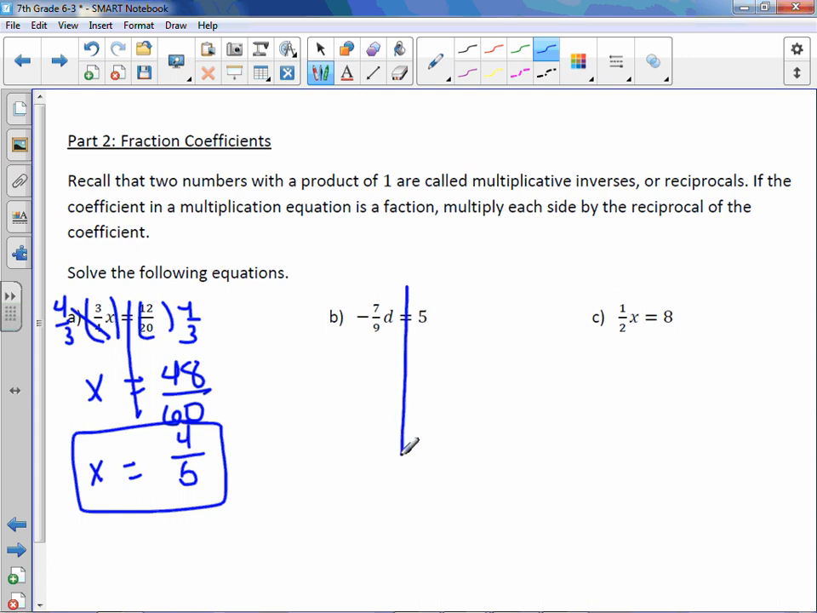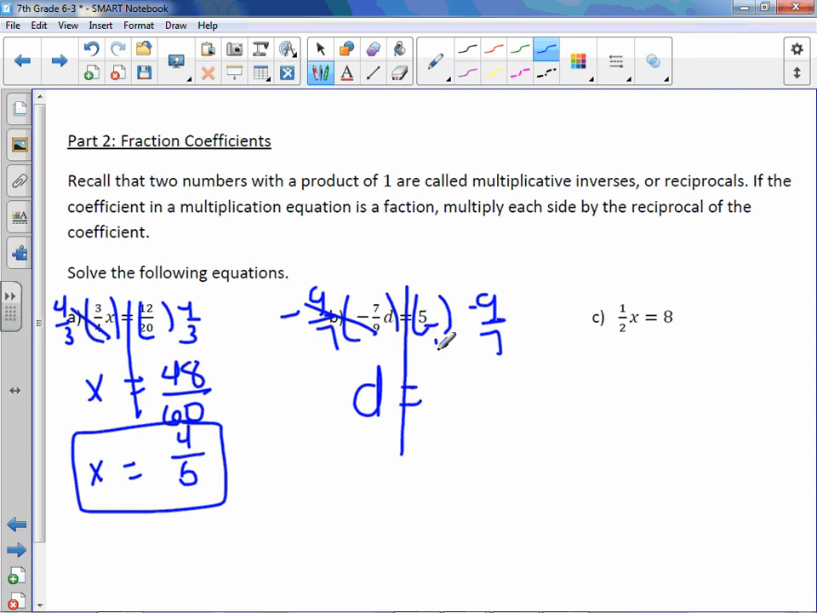Letter B. -7/9 d equals 5. To get rid of it, we multiply by the reciprocal. You keep that negative though. So -9 over 7 is what we are multiplying by. Those go away and leave you with d.